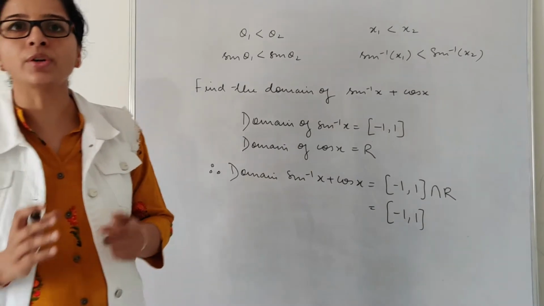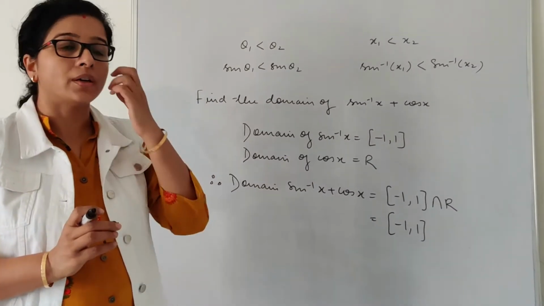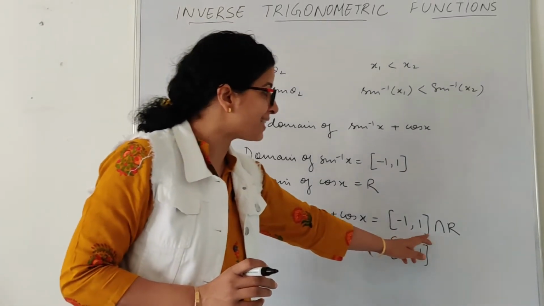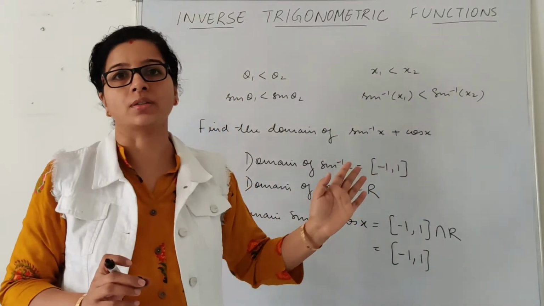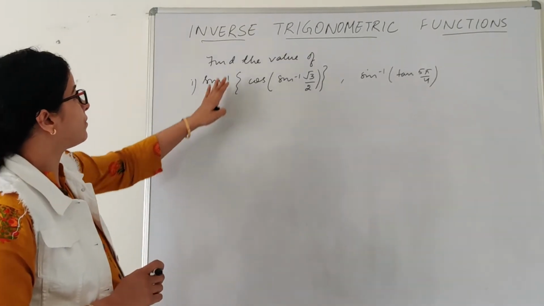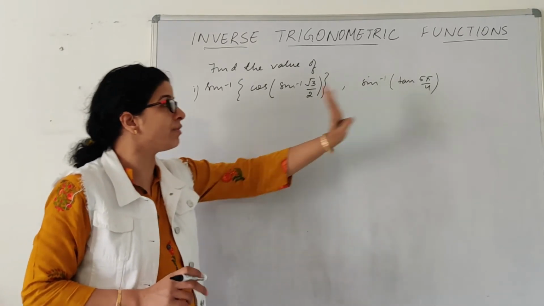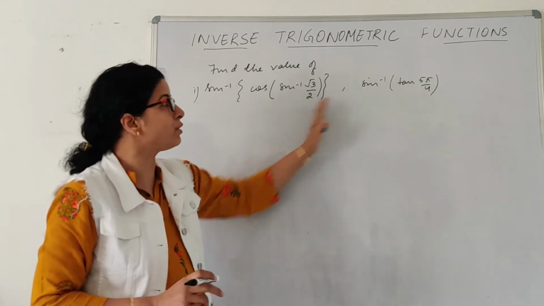So whenever you are given the combination or the sum of functions, what you have to check? You have to check the intersection of their domains. Now let us see one more kind of question. Find the value of sine inverse (cos (sine inverse root 3 by 2)) plus sine inverse (tan 5 pi by 4). We have to find the values of these two functions.